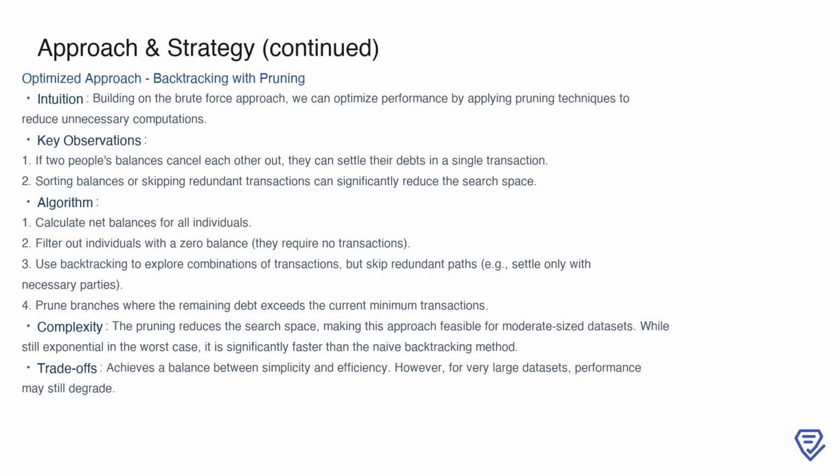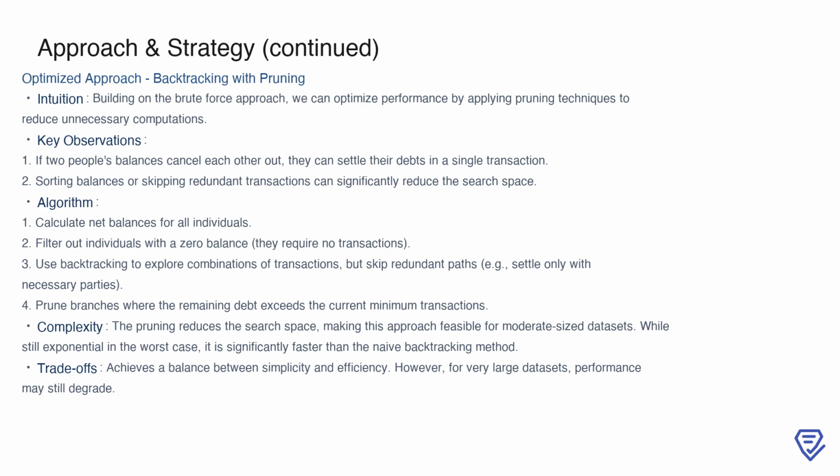To improve on the brute force approach, we turn to optimized backtracking with pruning. By introducing pruning techniques, we can significantly reduce unnecessary computations and improve performance. The intuition builds on the brute force method but incorporates strategies to skip over redundant paths. For example, if two individuals' balances cancel each other out, their debts can be resolved in a single transaction. Additionally, sorting balances or avoiding redundant transactions helps narrow the search space further. The algorithm begins by calculating the net balances for all individuals and filtering out those with a zero balance, as they don't require any transactions.